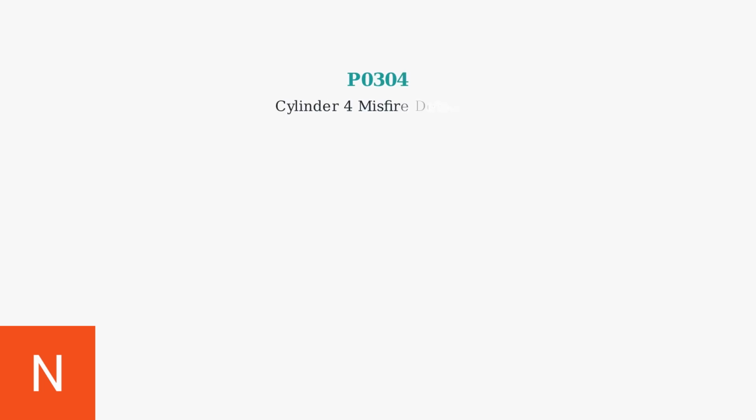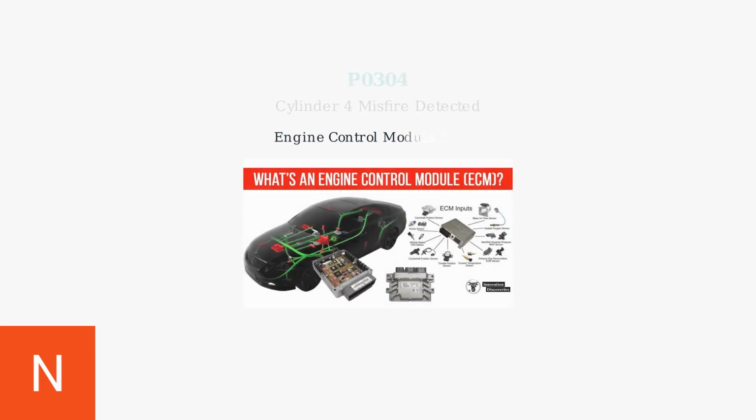The P0304 diagnostic trouble code indicates that your vehicle's engine control module has detected a misfire, specifically in cylinder number 4 of your engine. The engine control module, or ECM, is your car's main computer that continuously monitors engine performance using data from multiple sensors throughout the vehicle.